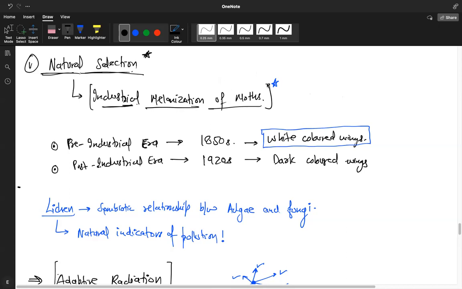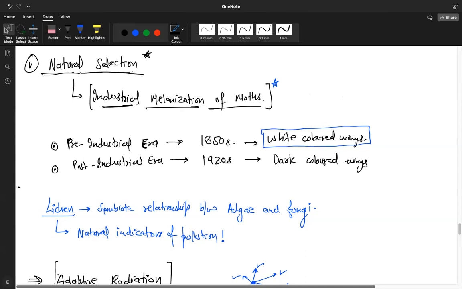But how was this selection happening, Matthew? What do you think? Before the industrial era, white-colored winged moths used to easily camouflage in trees which contained lichen, which made the trees look white. You're talking about the pre-industrial era. Yes, pre-industrial, so due to that they could easily camouflage.